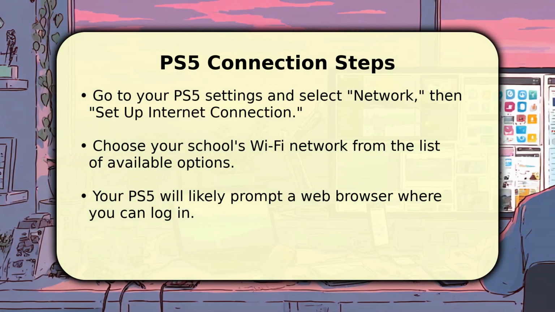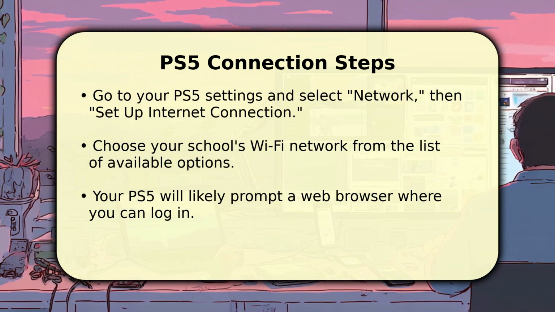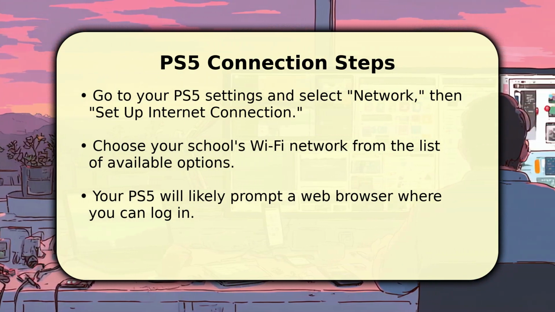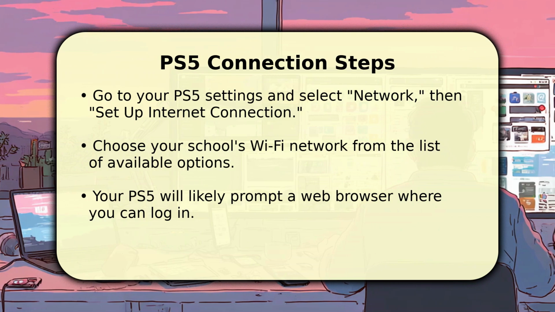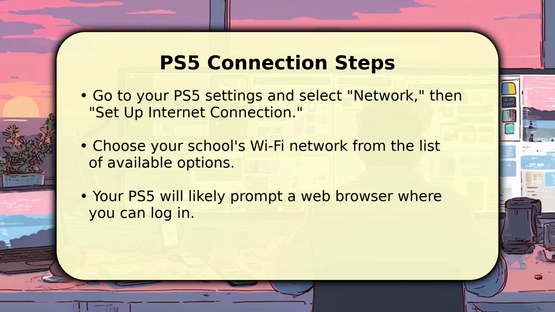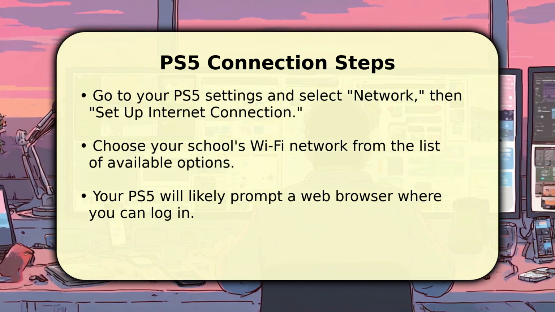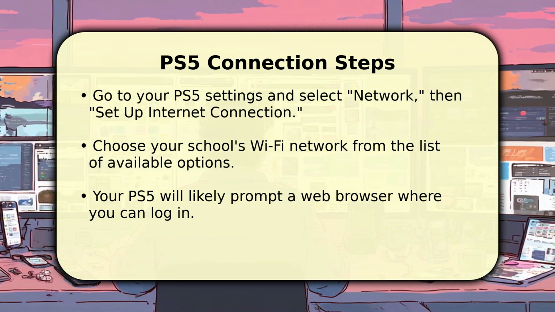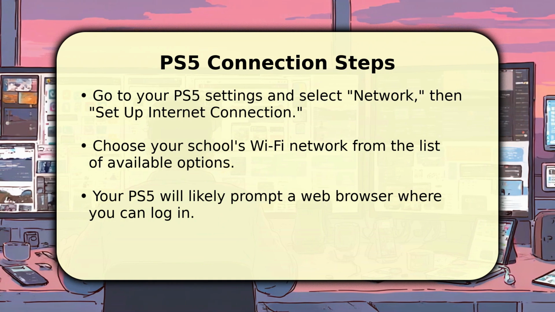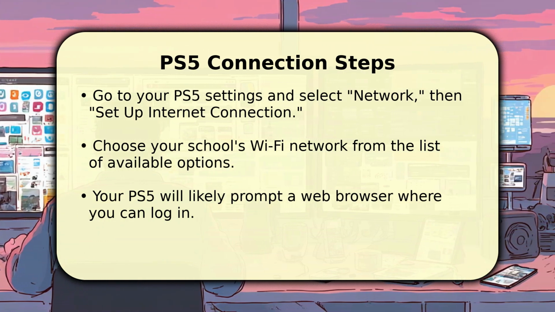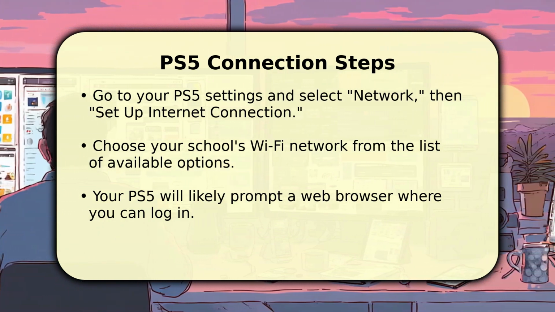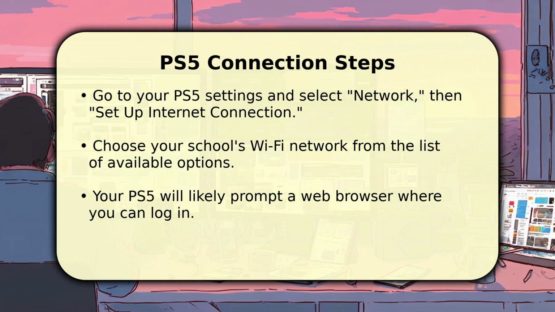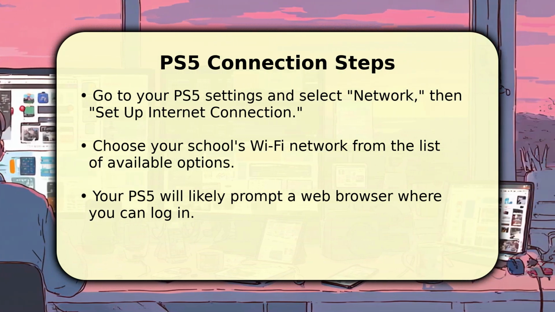Now let's connect your PlayStation 5. Head over to your PS5 settings menu, then navigate to Network and select Set up Internet Connection. Choose the Wi-Fi option and pick your school's network from the list. Often, your PS5 will then automatically open a web browser, requiring your student ID and password. Simply enter your credentials there, and you should be good to go. This is the most common method for most campuses.